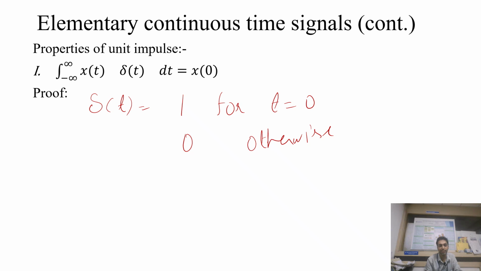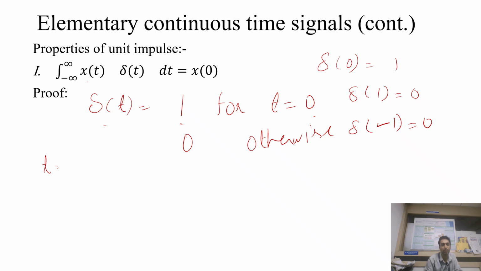So we can see here, in the integration of x of t, for all the values of x except 0, we will get 0, because 0 otherwise. So only we will get the integration when t is equal to 0. If t is equal to 0, because delta of t, we know that delta of 0 is 1, delta of 1 is 0, delta of minus 1 is 0. So what it says, delta of t equal to 1 for t equal to 0, 0 otherwise.